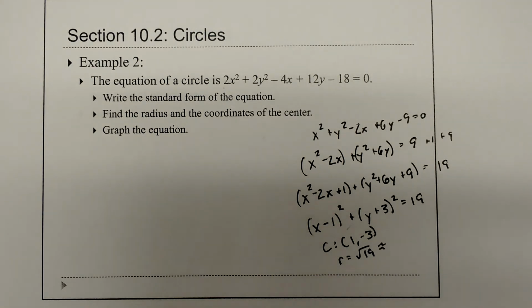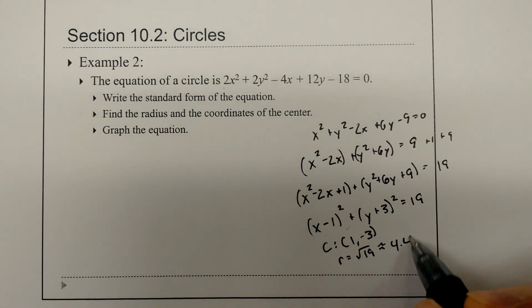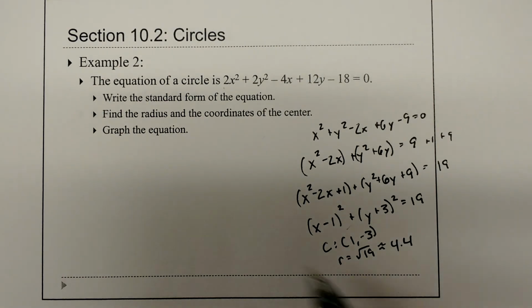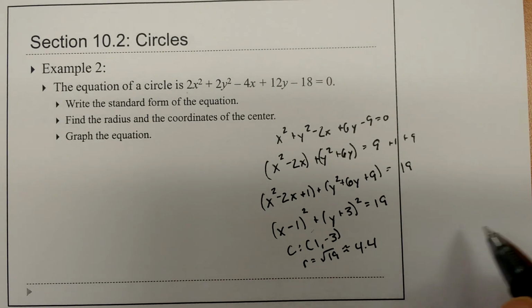which is about, let's see what the square root of 19 is, 4.4 units. So find the radius, of course, and the center, and then draw the graph.